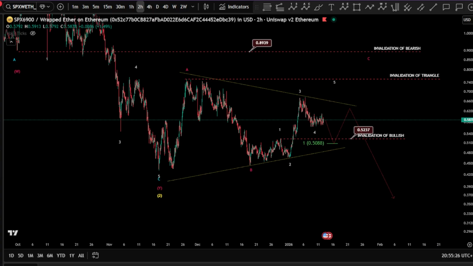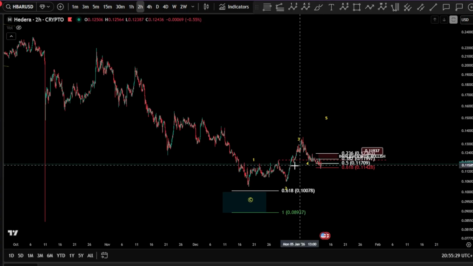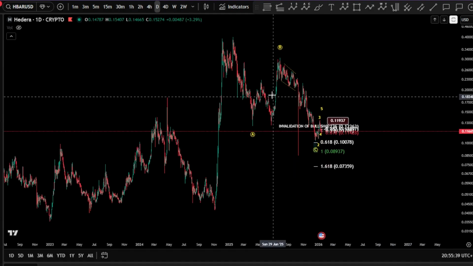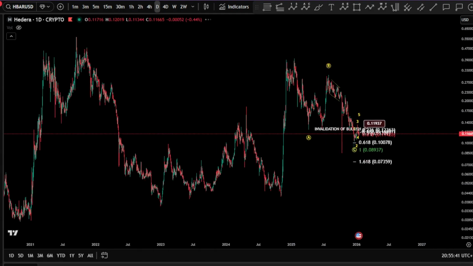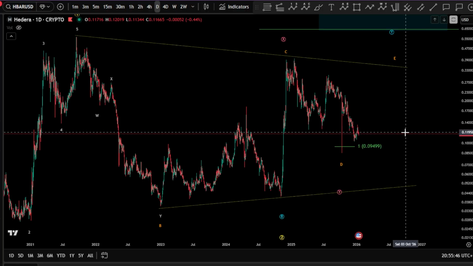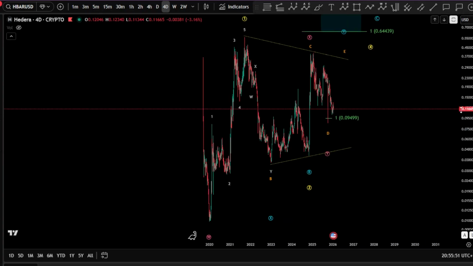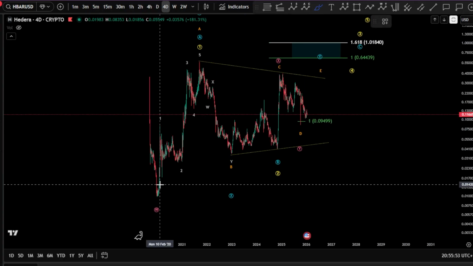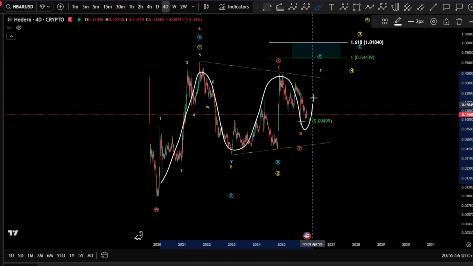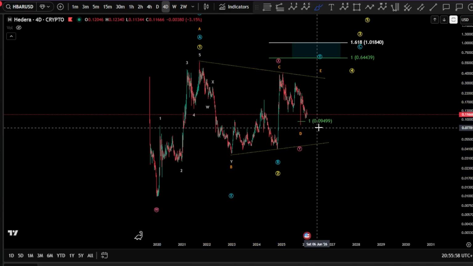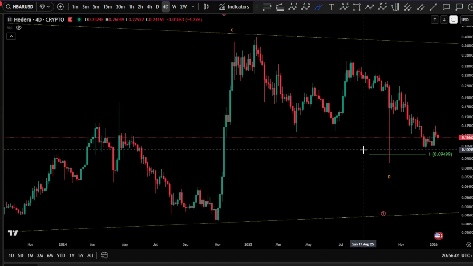The next one we have is HBAR. Well, it's already invalidated on the lower time frame, obviously, so I don't see anything working here as something bullish. But basically for HBAR, if we're looking at the daily, we have also a big triangle, a large triangle formation here. So we are in a potential A, B, C, D, and are working on a wave E potentially, but this wave D is not yet done.